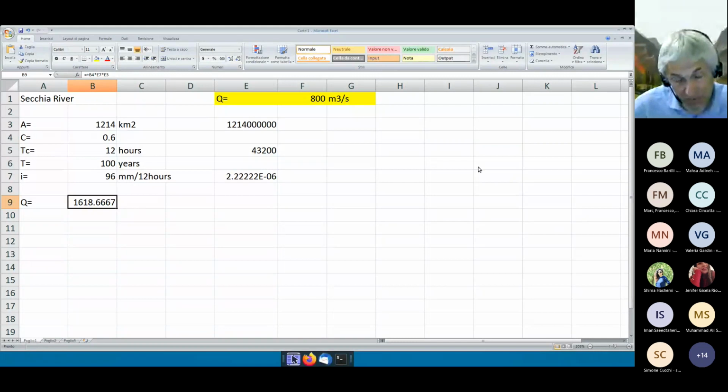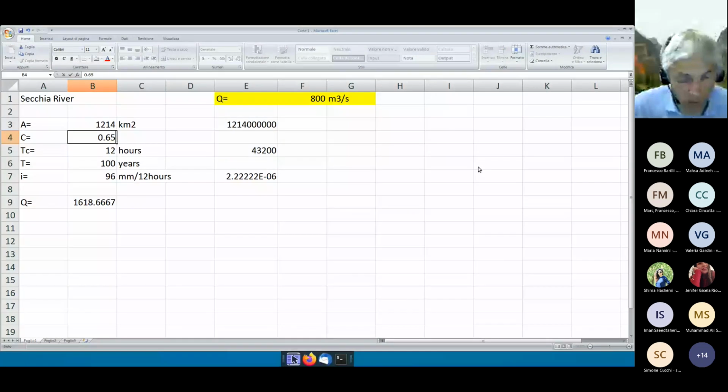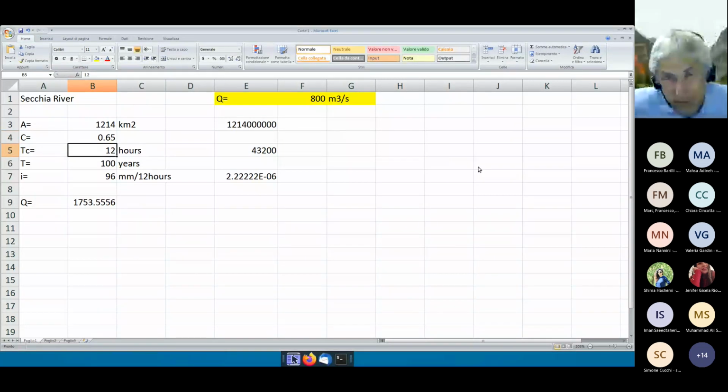On the other hand, now we can consider the limitation of the model and say, okay, but if rainfall becomes more intensive, probably also C is going to increase a little bit. So let's put it to 0.65. And then this is my estimate, okay? From 1300, I went to 1700 cubic meters per second. This is an example of a very simple climate change impact assessment.